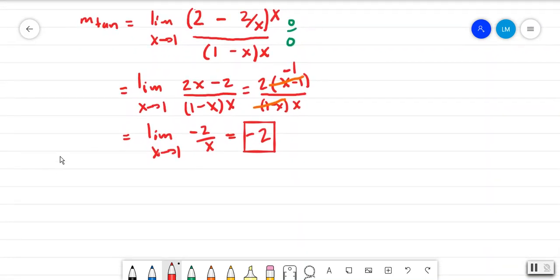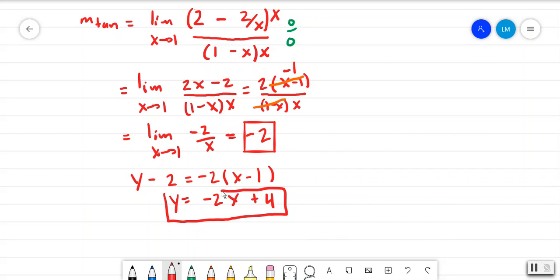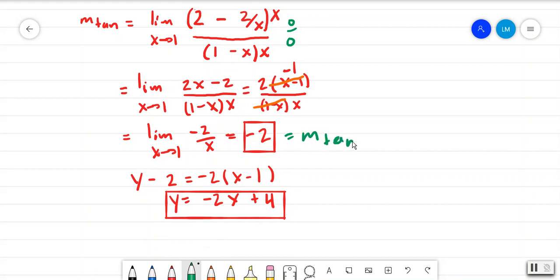But if you wanted to find, let's say for example, the tangent line, you would basically use y minus the function value, so y minus 2 equals negative 2 times x minus 1. In this case, this gives you y equals negative 2x plus 4. So the tangent line is negative 2x plus 4 as well. You can check your work by plugging 1 back in. Right here is the slope of the tangent, and this right here is the tangent line. Okay, so that's the tangent line.